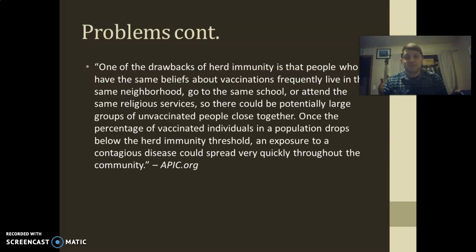This is how apcic.org puts it: One of the drawbacks of herd immunity is that people who have the same beliefs about vaccination frequently live in the same neighborhood, go to the same school, or attend the same religious services. So there could be potentially large groups of unvaccinated people close together. Once the percentage of vaccinated individuals in a population drops below the herd immunity threshold, then exposure to a contagious disease could spread very quickly throughout the community. So because everyone's together, we don't have a bubble of safety, so everyone gets sick.